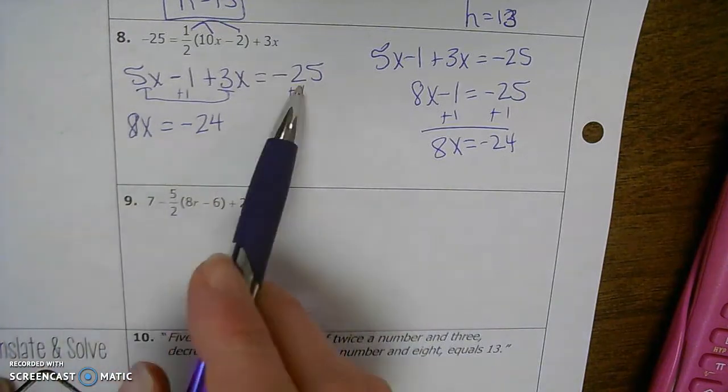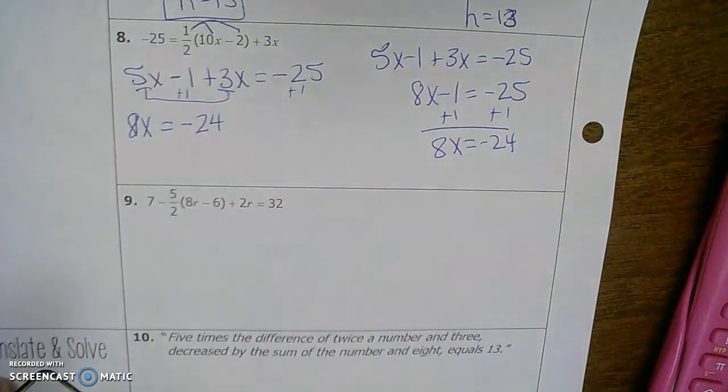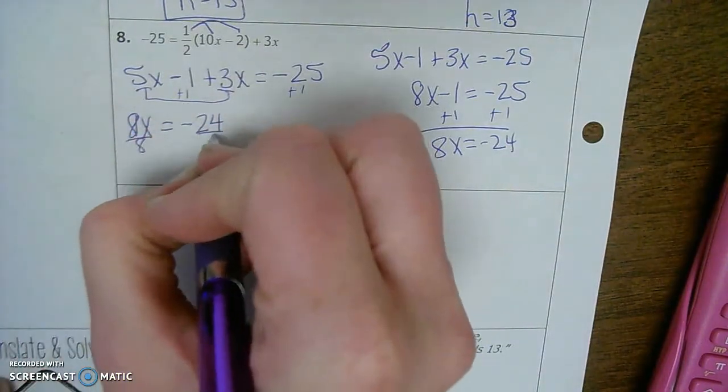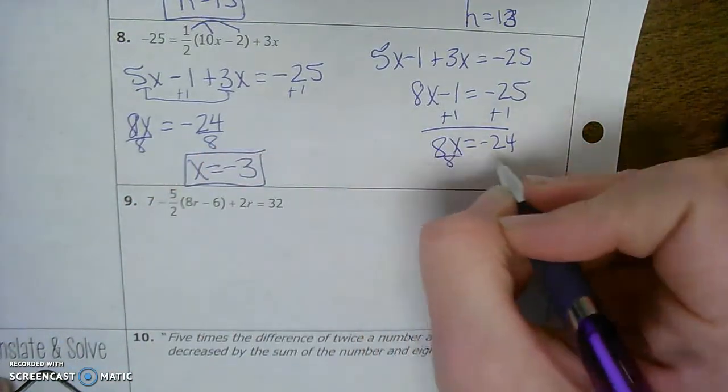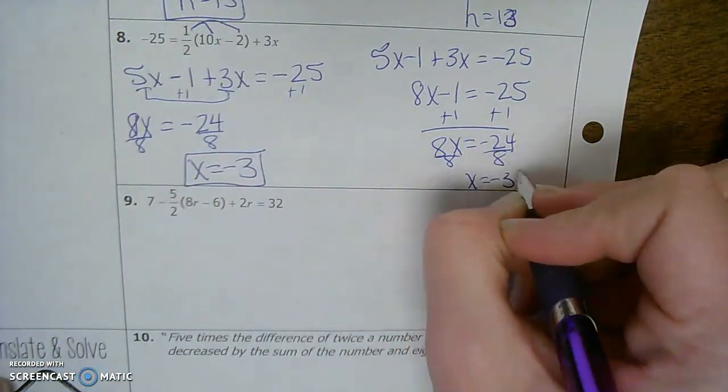So again, do it all at once to get here, or take two separate steps. Divide both sides by 8, x equals negative 3.